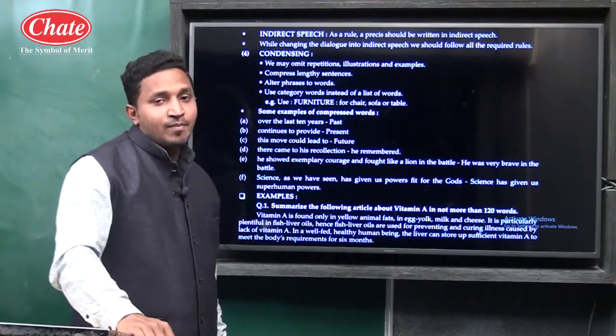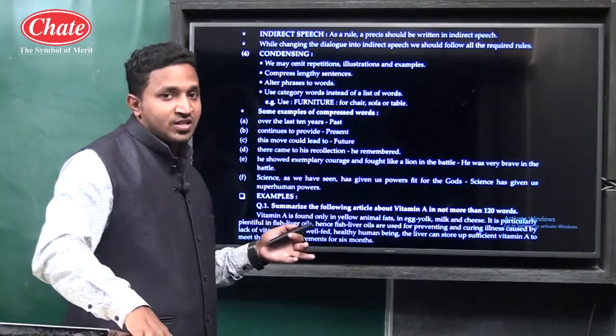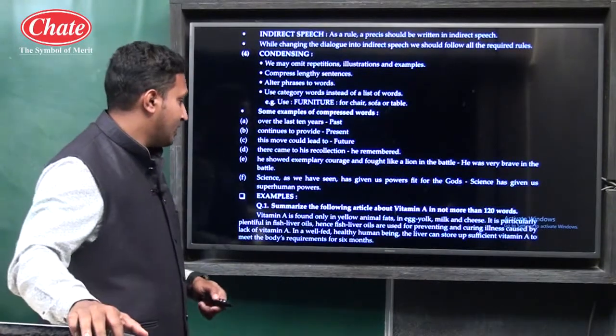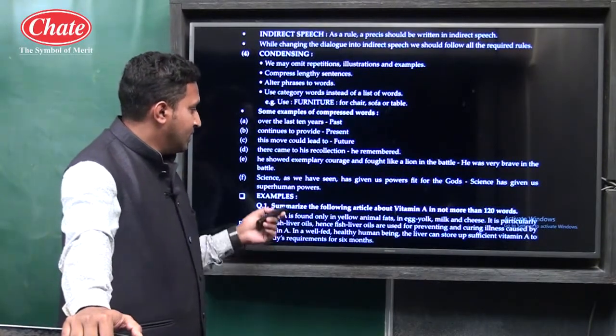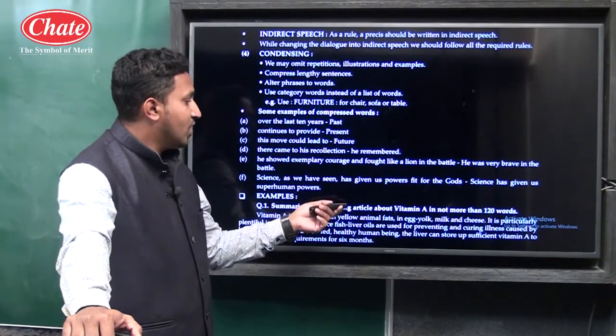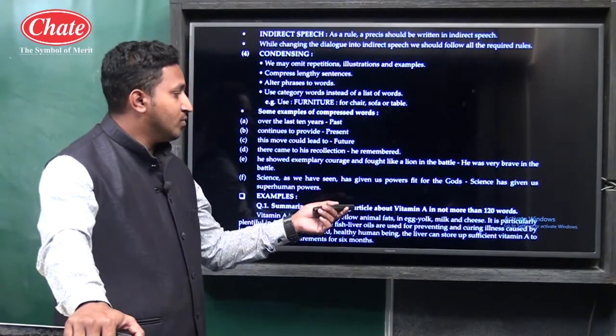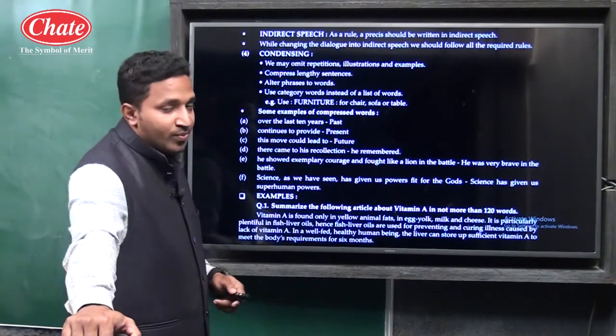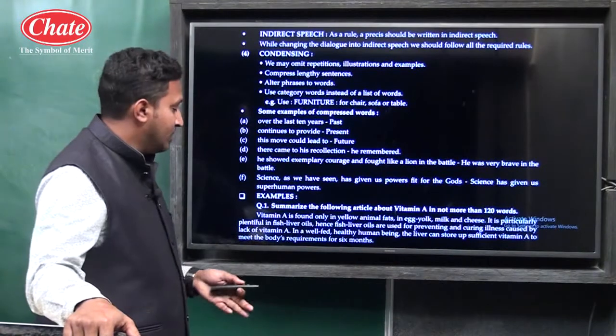So let's see the example here. These are the rules and regulations we have seen now. Henceforward we are going to see examples of summary writing. Let's see the first one. Summarize the following article about vitamin A in not more than 120 words.